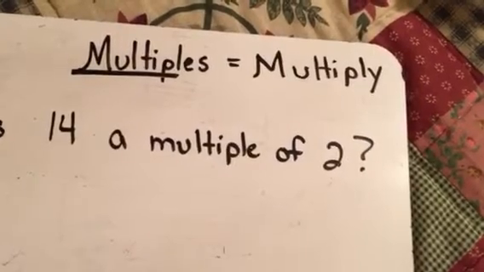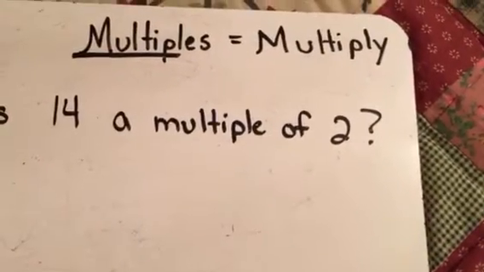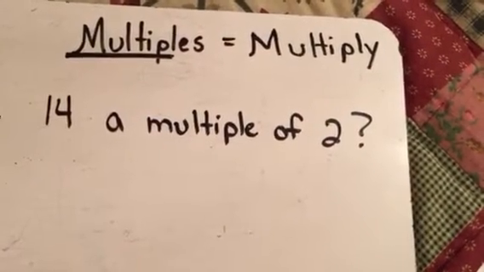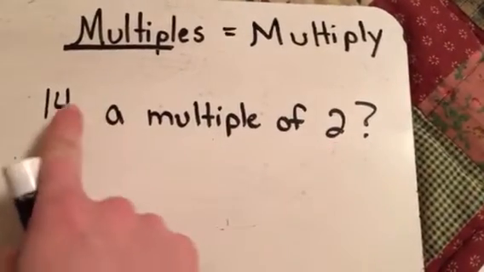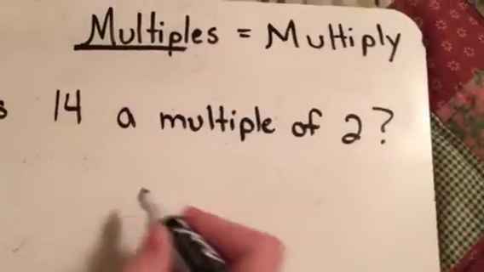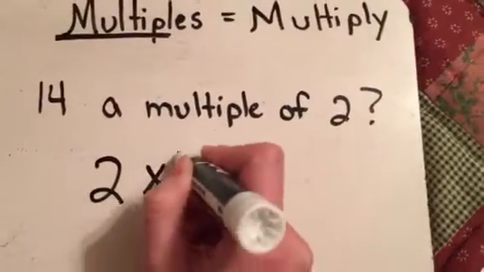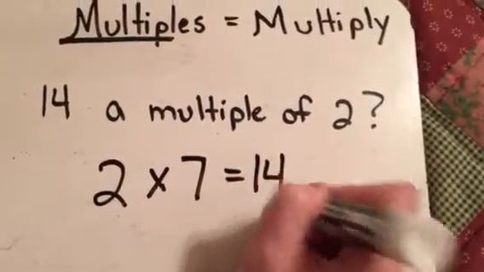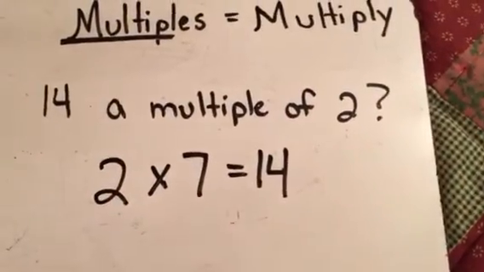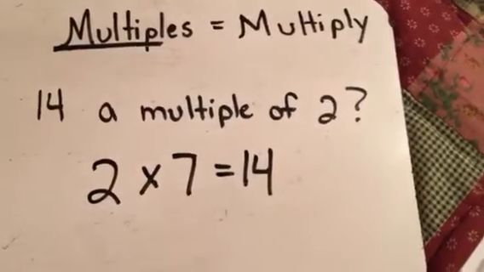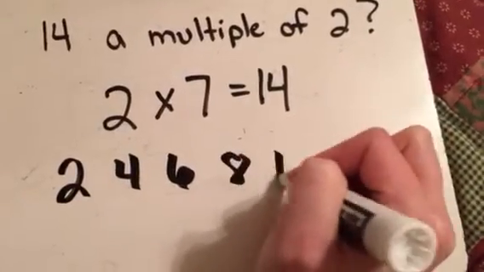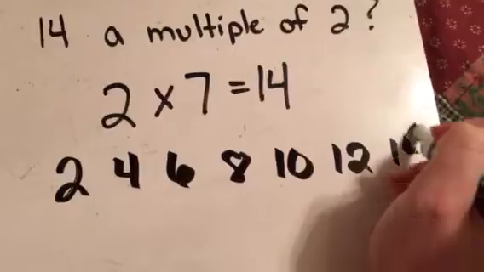So let's ask ourselves, if 14 is a multiple of 2, what must be true? We've got to think if we can multiply 2 by a whole number to get 14. Is that true? Yes, we can actually do 2 times 7 to give us 14. Again, we're multiplying here, so 14 is a multiple of 2. Another way you can think of this is by skip counting. 2, 4, 6, 8, 10, 12, 14.